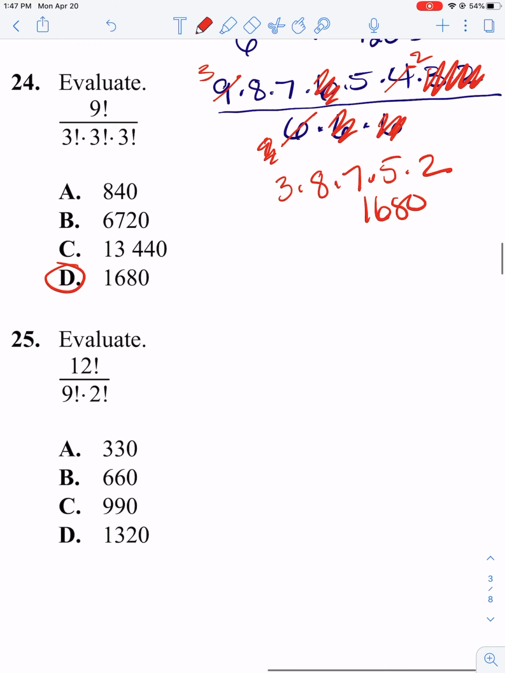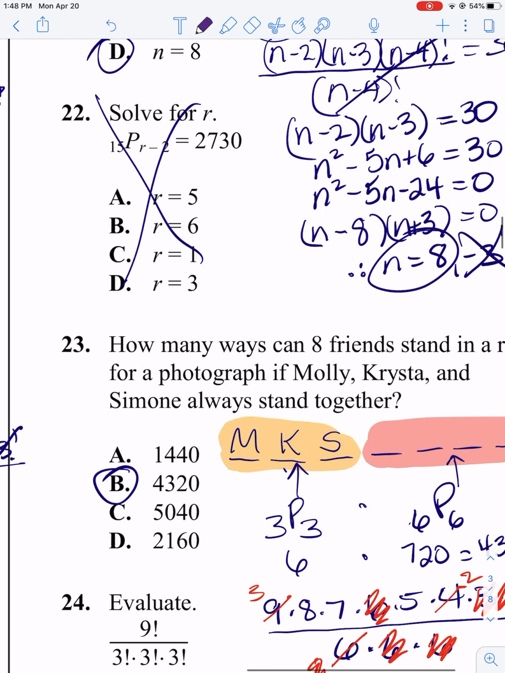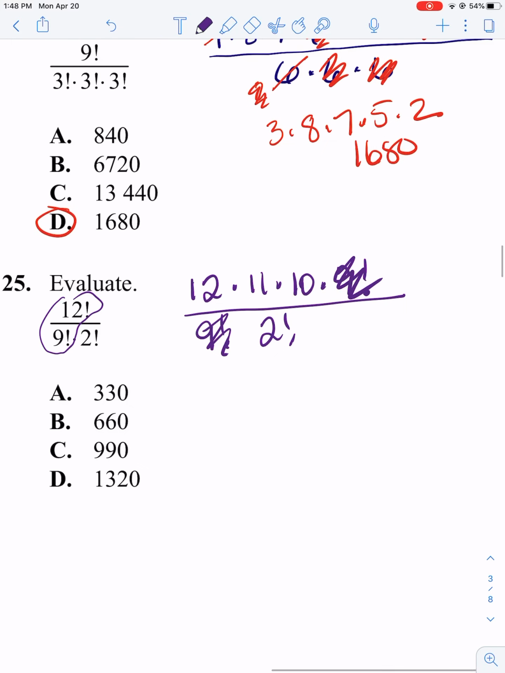And the last one on this page. Same thing. So right here, I know this part. I know there's lots of canceling. So I'm going to go 12 times 11 times 10 times 9 factorial. I'm going to stop there. I'm not going to write everything out because I have a 9 factorial on the bottom. That gets rid of that. 2 factorial is 2. Oops, sorry about that. 2 factorial is just 2. So if I cancel that, I'm left with a 6. 6 times 11 times 10. 660. Almost done. Keep going.